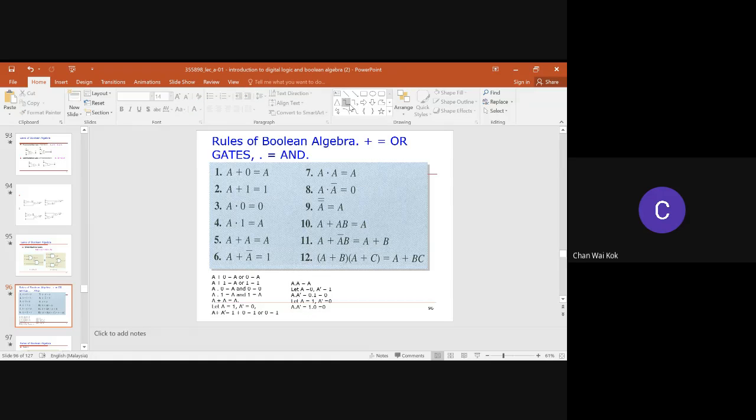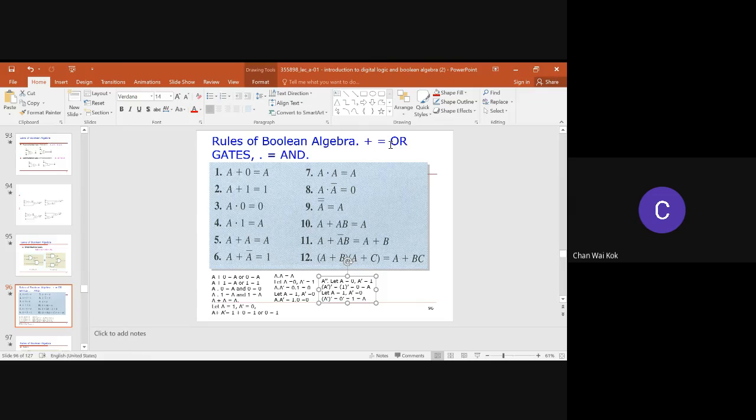Then the next one, A bar bar. Let A equal 0. So A bar will equal 1. So A bar, bracket, bar will equal 1 bar, which equals 0, which equals A. You can also let A equal 1. So A bar equals 0. So A bar bar equals 0 bar, equals 1, equals A. So this proves everything.